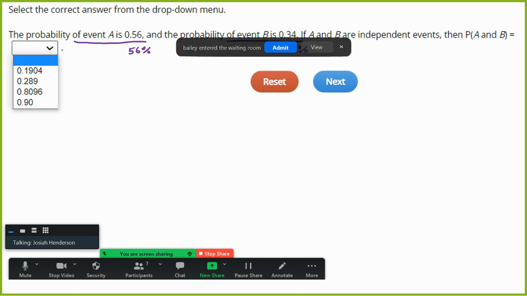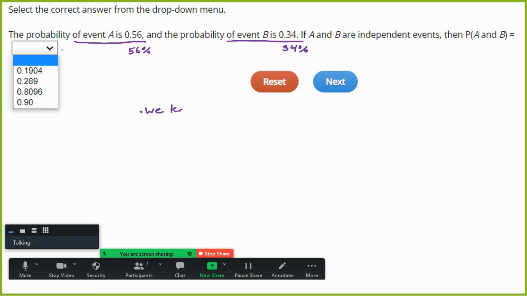If A and B are independent events, so they're basically telling us now that these are independent events, then what is the probability of A and B together? We know they're independent in this problem. So what is our formula for independent events happening together? What is the formula for probability of A and B? Can anyone tell me? For independent events.